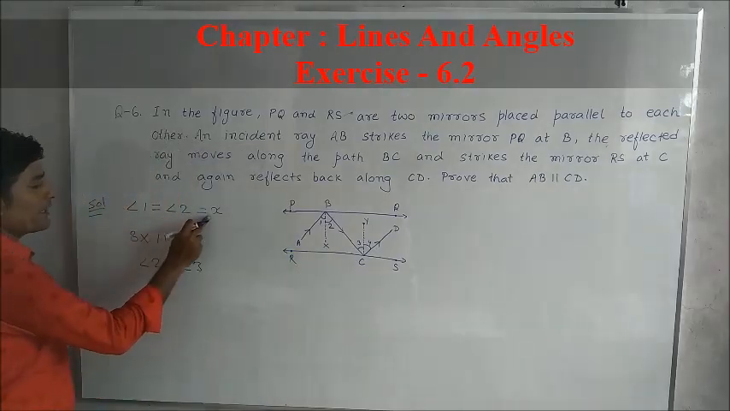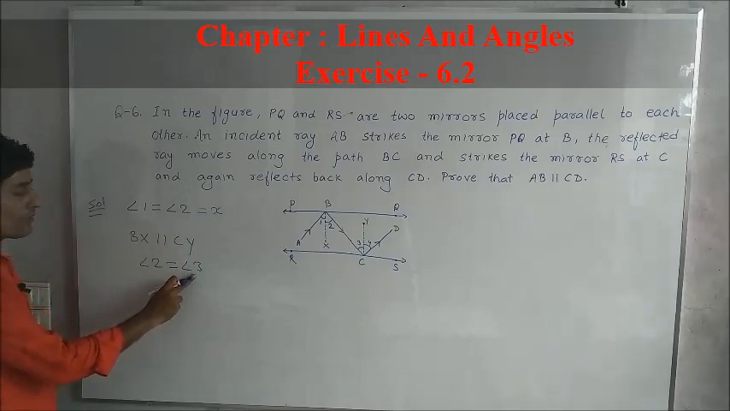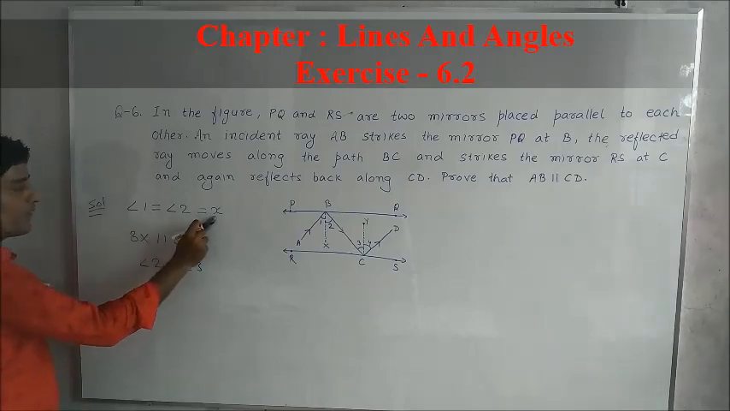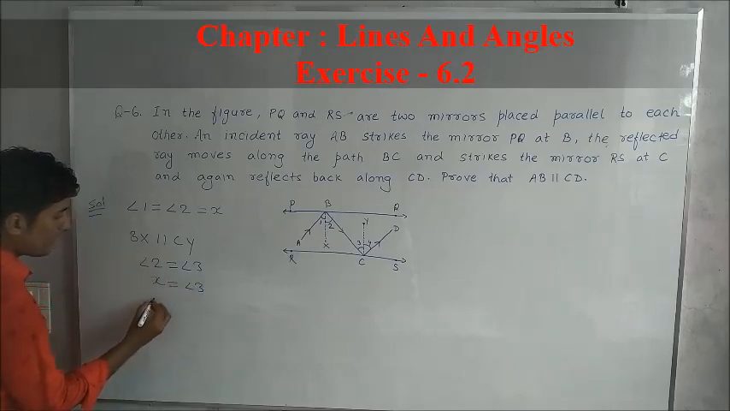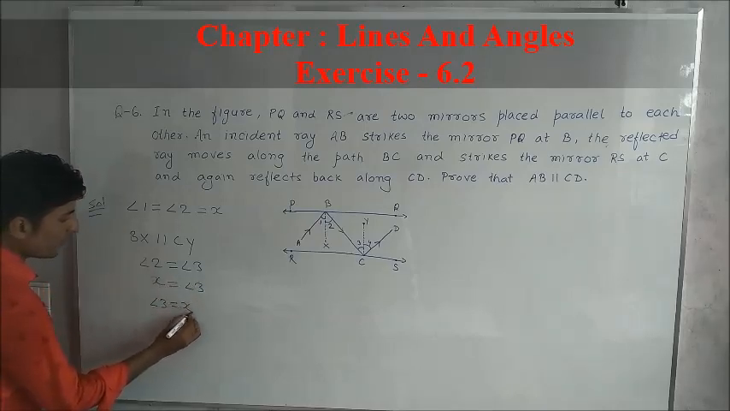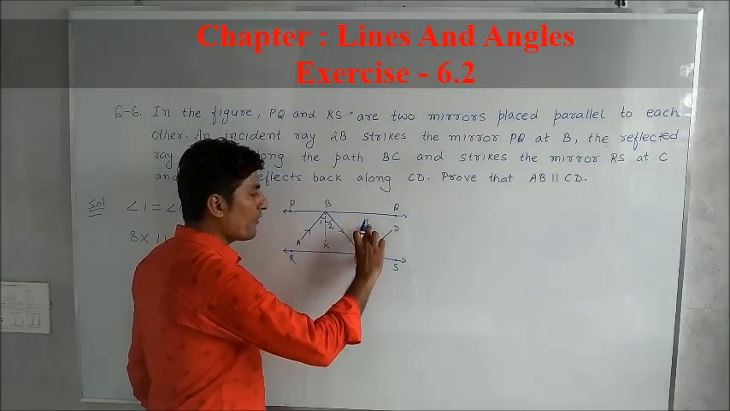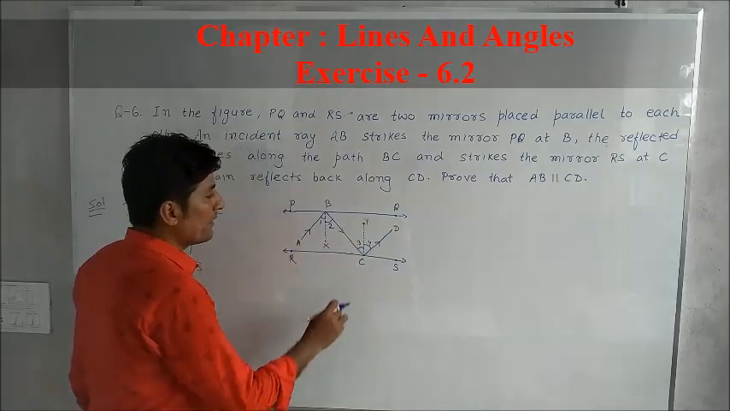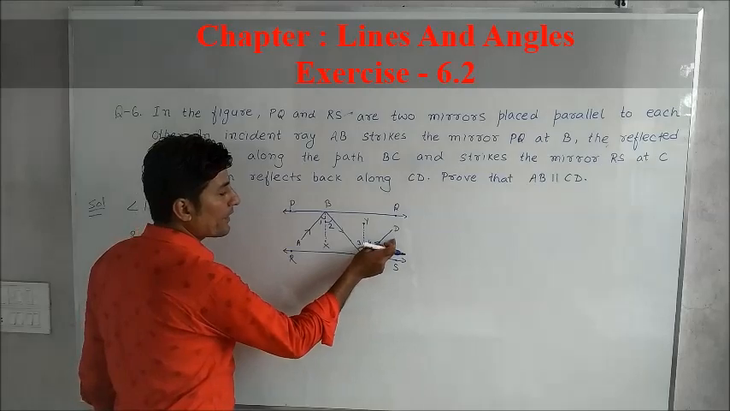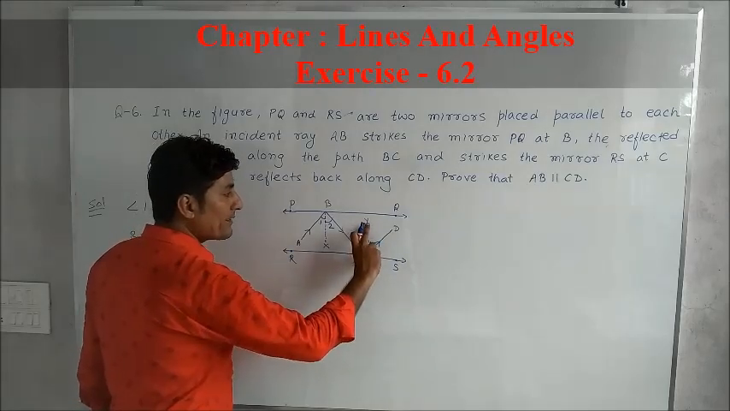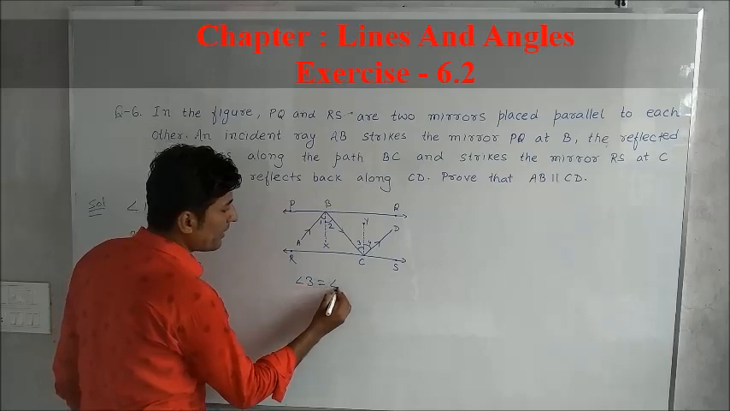Since the measurement of angle 2 I have assumed x, hence the measurement of angle 3 will also be equal to x. So angle 3 is equal to x. Now we will apply the law of reflection of light at this point also. Angle 3 will be equal to angle 4. This is the incident ray, this is the reflected ray, and CY is the normal. Hence, angle 3 will be equal to angle 4.